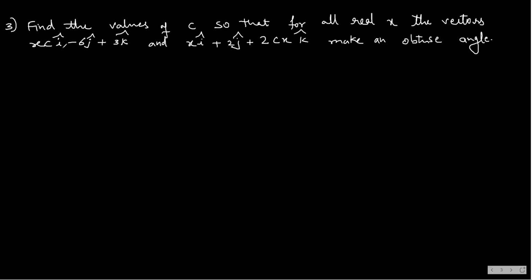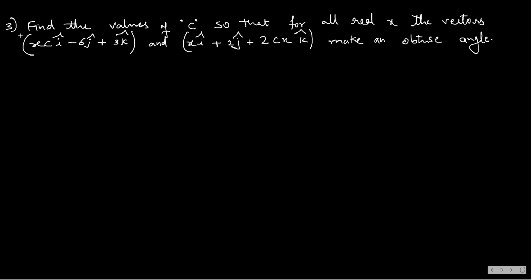Now this question number 3 is quite interesting. Find the values of c. We have to find the values of c so that for all real x, the vectors xc i cap minus 6 j cap plus 3 k cap and x i cap plus 2 j cap plus 2cx k cap make an obtuse angle.